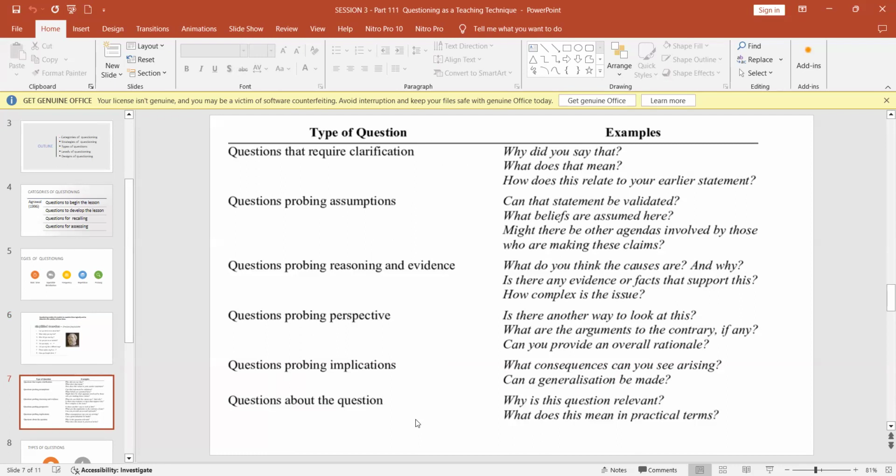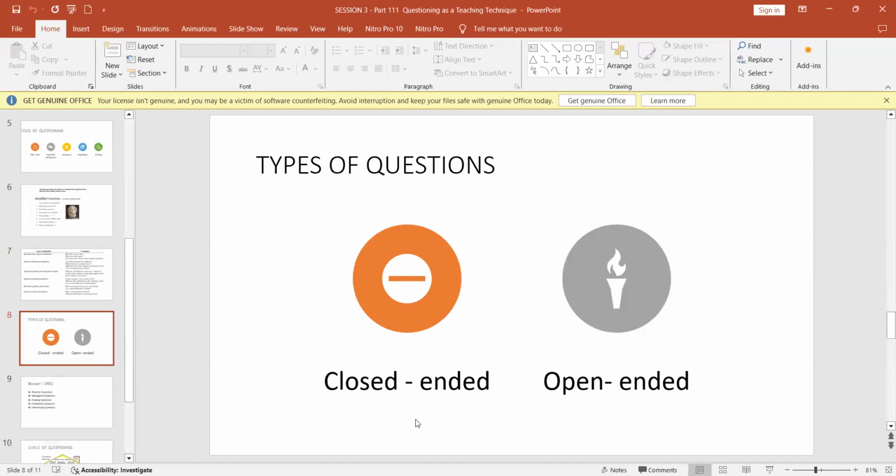Questions that require clarification: Why did you say that? What does that mean? How does this relate to your earlier statement? Probing assumptions: Can that statement be validated? How can you prove it? Right? Like that. What makes you think like that? You can get a lot of questions, but this is not actually necessary. Okay. Now we come to the next topic.